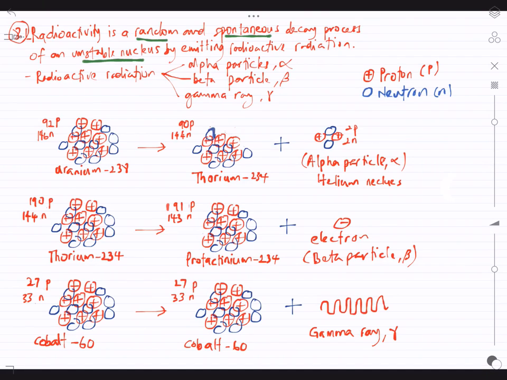So from here we can understand that the nucleus is not stable. So how to make it stable? It needs to emit radiation so that it will become more stable. That is something we need to understand, why the decay process happens.